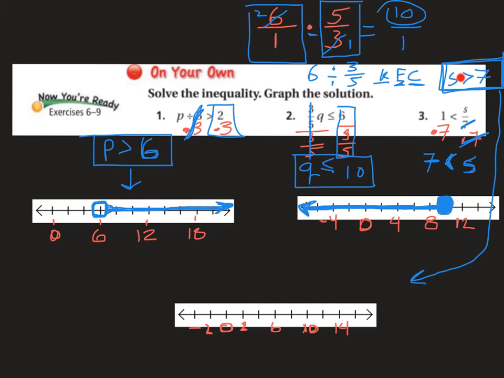Okay, so we're doing s is greater than 7. Let's go ahead and graph that here. We're going to go to our 7 right here, and we're going to show the numbers that are greater than 7. We're not going to include 7, so we're going to leave our open circle. And we're going to go in the greater than direction right here, just like this. All right, so that's how we graph those. Go back and take a look at this if you're having trouble.